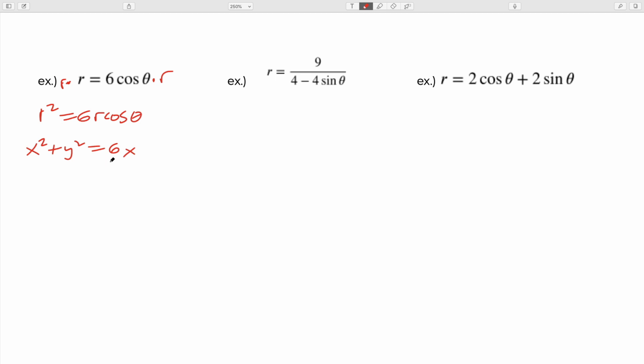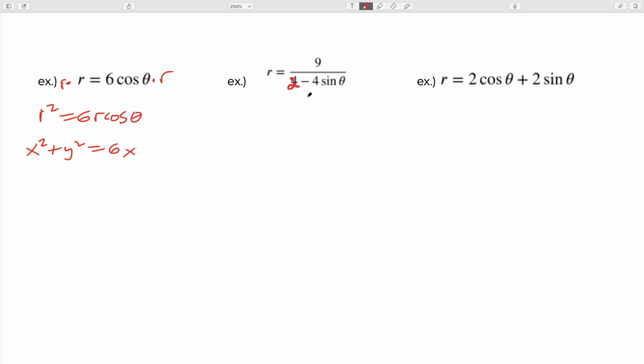Now we'll just leave it at that. We're going to practice in our next section completing the square, so we can recognize how this equation is going to come about. But for right now, we'll just leave it in this form over here.